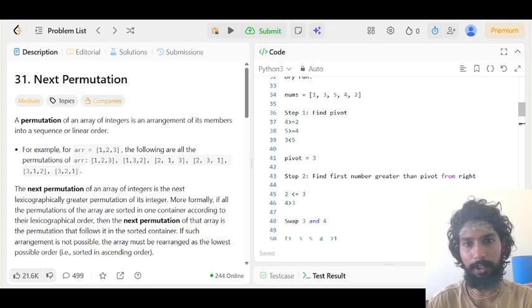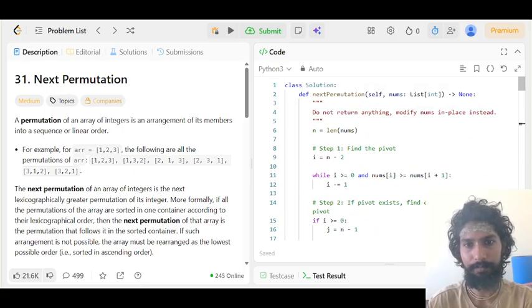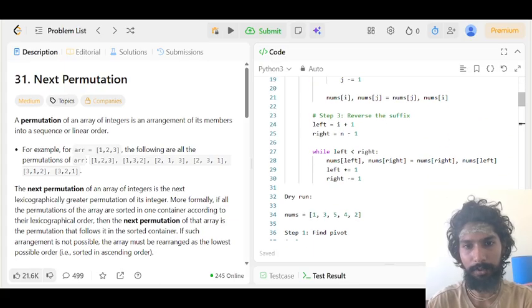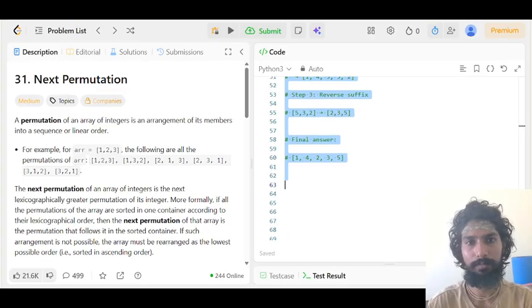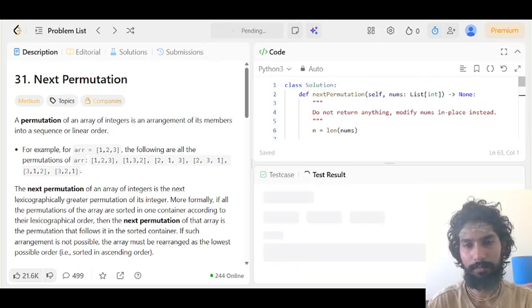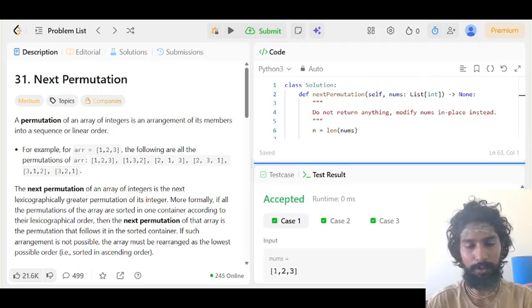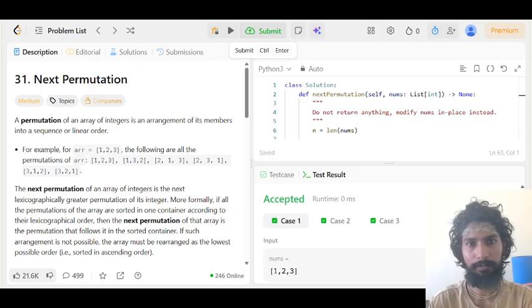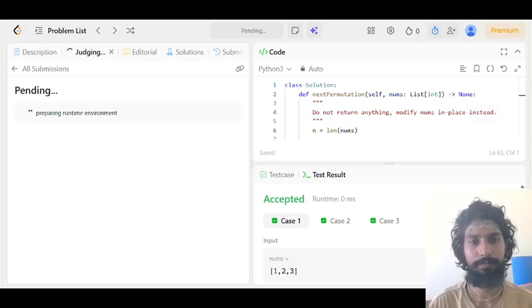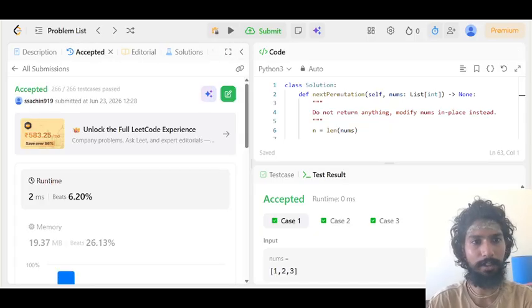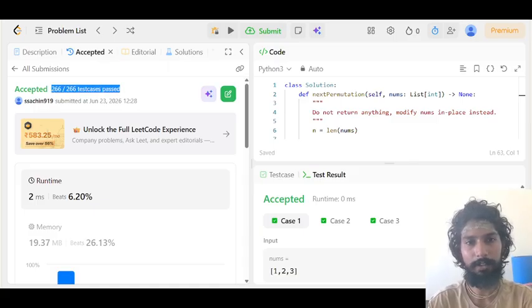Let's try to run the test cases. Let me first comment this out. Okay, so the test cases pass. Now let us submit and see if all the cases pass or not. And yes, the solution is accepted.